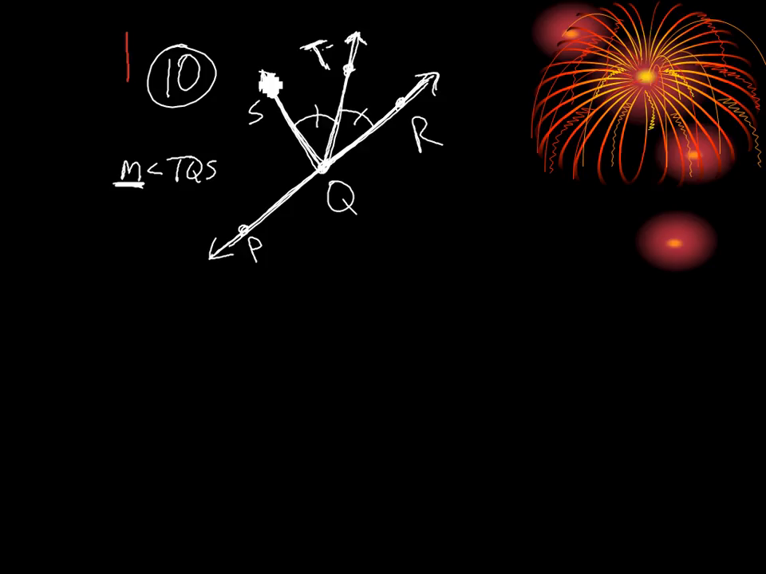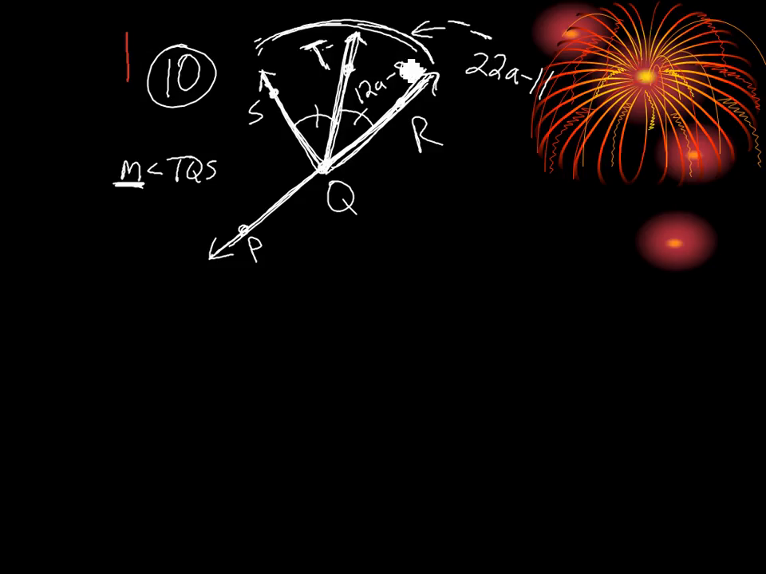If the measure of angle RQS, that's this whole angle, from here all the way around to there, so that measure is, somebody help me out in the book so I don't have to keep looking back. What was that, 22A minus 11? 22A minus 11. That's that whole angle. Then the measure of angle RQT, that's this angle, 12A minus 8.